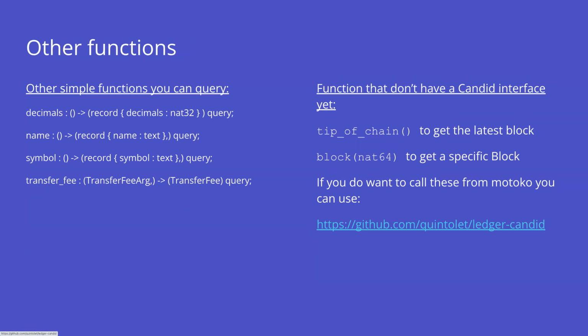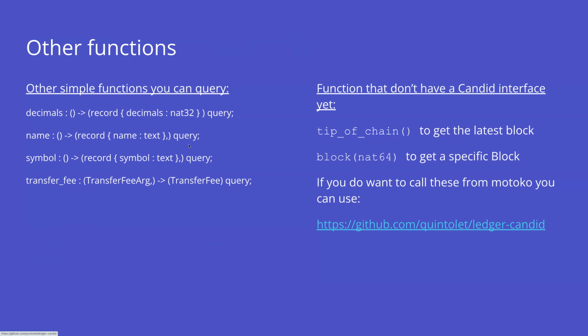So other functions on the ICP ledger that you don't really need for the ICP ledger, but can be useful when you deploy your own token, are the name, which is the name of the token, the symbol of the token, and the transfer fee, how much that is. You can update that when you deploy your own ledger, and how many decimals the token goes to.